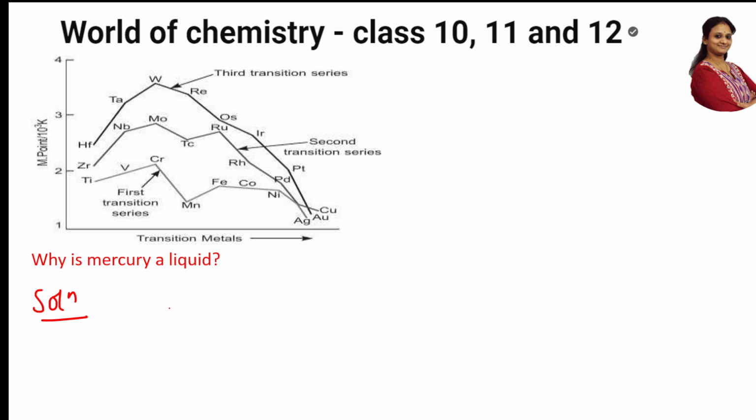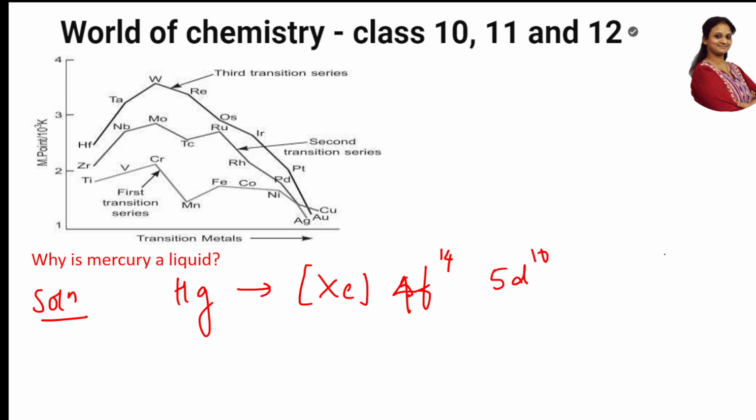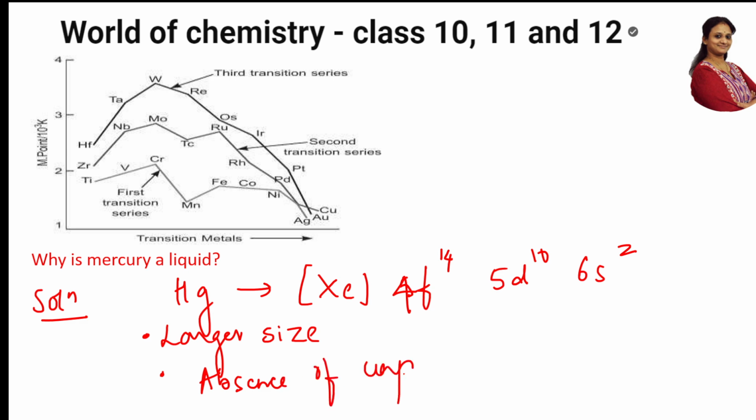This atomic number, correct? Let us write the configuration first. Mercury, the electronic configuration is xenon. First of all, it has 4f14, completely filled. Then it has 5d10, this is completely filled. Then it has 6s2, this is also completely filled. Now you tell me, first of all, mercury has larger size. You're seeing the atomic orbitals, right? Larger size, first thing. Are there any unpaired electrons? Absence of unpaired electrons.